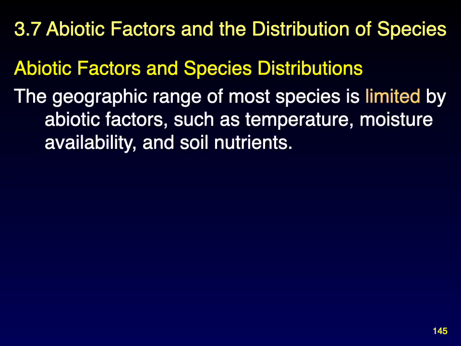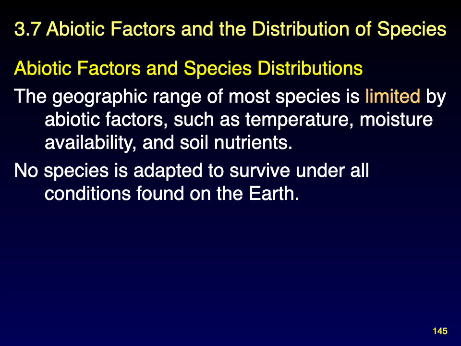Okay, let's talk a little bit more about abiotic factors and how they affect species distribution. I've mentioned this before in terms of the geographic range, that most species are limited in their growth and ability to reproduce by the availability of certain abiotic factors, things like temperature, moisture, and soil nutrients. No species is adapted to survive all conditions found on the earth. They generally have limits to what amounts of a particular factor they can withstand.